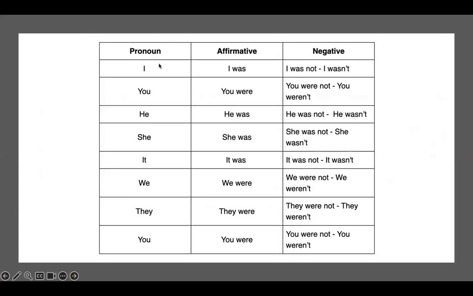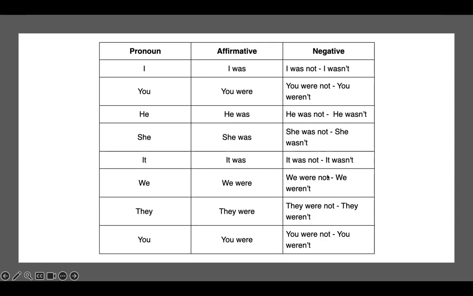Okay, and here we have one more time, el past of be. Tenemos el pasado simple de be. Tenemos acá, one more time, el pronoun, que es I was not, or I wasn't. Tenemos la manera negativa. Esto, les recuerdo, es del pasado simple, ¿ok? And here we have the other one, you were, in affirmative, you were not, or you weren't. He was not, he wasn't. She was, she was not, she wasn't. It was not, it wasn't. We were not, we weren't.